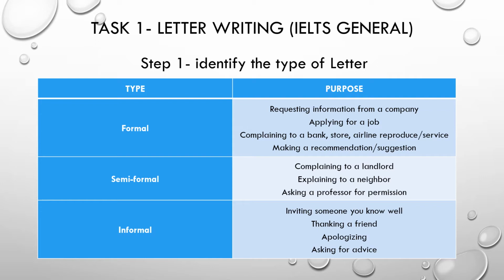A semi-formal letter means you know the person, but he's not your friend. For example, complaining to a landlord, explaining to a neighbor, or asking a professor for permission. And informal letters are for when you're writing to your friends or family members, inviting someone you know well, thanking a friend, apologizing, asking for advice, or sharing your condolences.